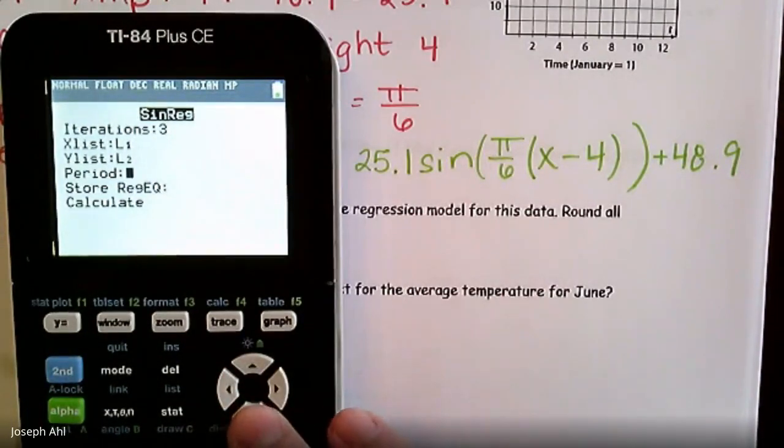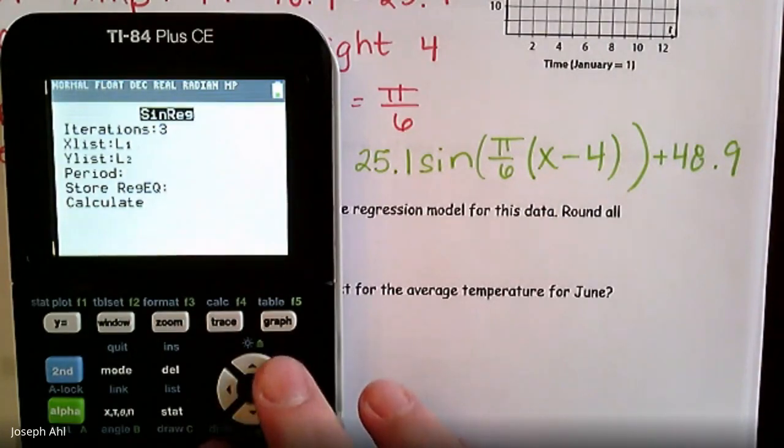And then for period, if we know the period, you can type it in. And I realize that we've already calculated that. But if we didn't do all the work by hand in advance, we wouldn't have known the period of the graph most likely. So we can just leave that blank for now. The calculator will fill it in for us.